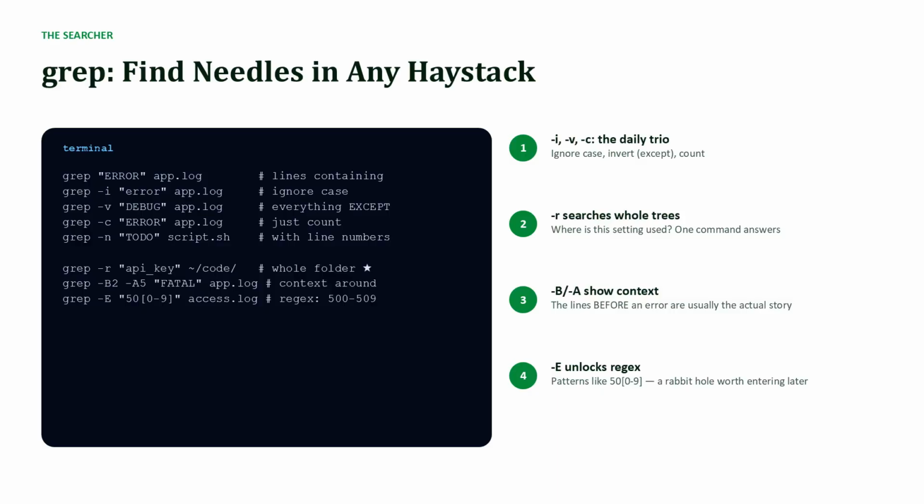And here's a debugging gem: -B and -A show lines before and after each match, because the lines before a crash are usually the actual story. With -E you unlock regular expressions, patterns like 50[0-9]. A deep rabbit hole, but even simple ones multiply grep's power.